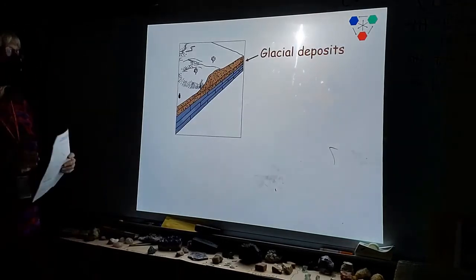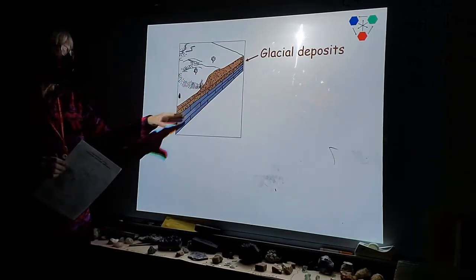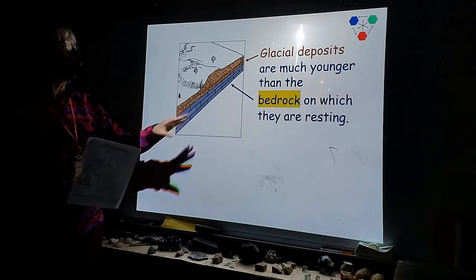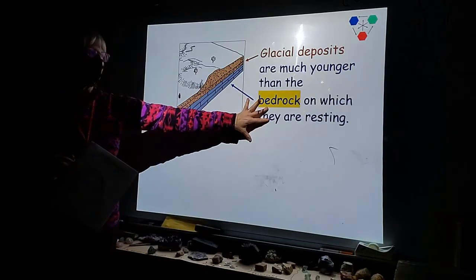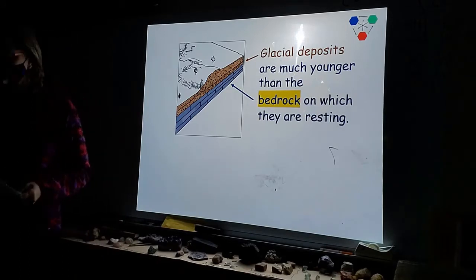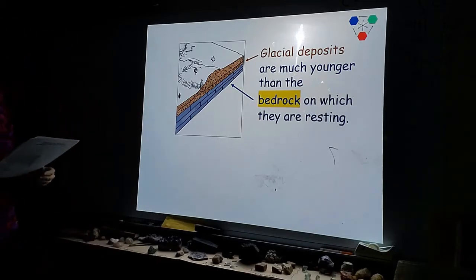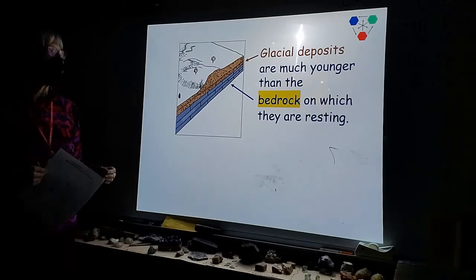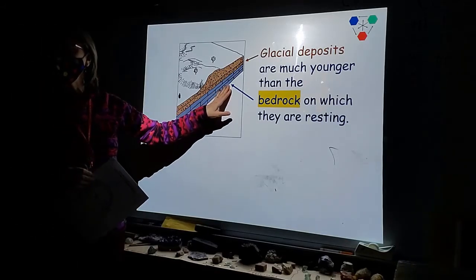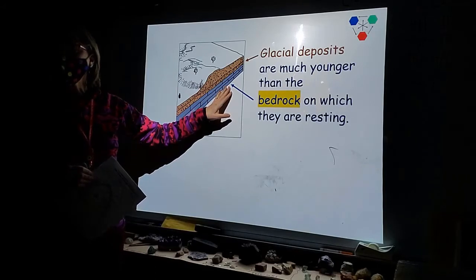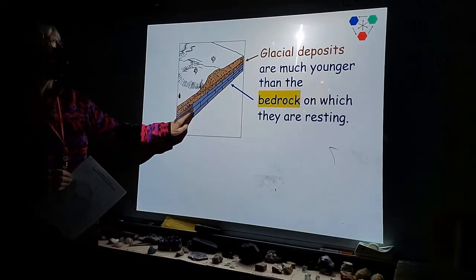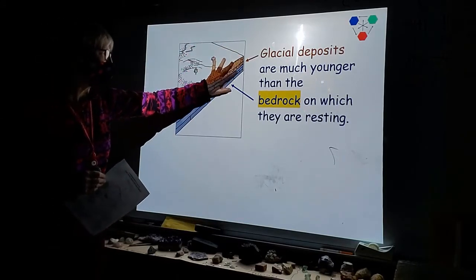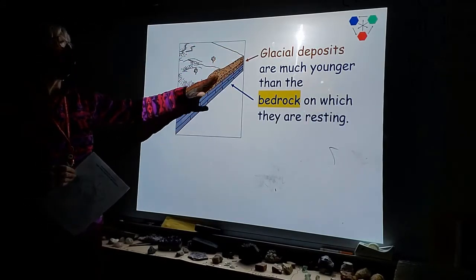So now this is important. Here we have a picture. We have glacial deposits, and we know that they are younger than the bedrock on which they are resting. So let's look at question 2. Question 2 is, what's older? Michigan's glacial deposits or the bedrock on which they're resting? Which is older? The bedrock's older. Because the bedrock is down, then the glacial deposits come on top of that, and they are younger.